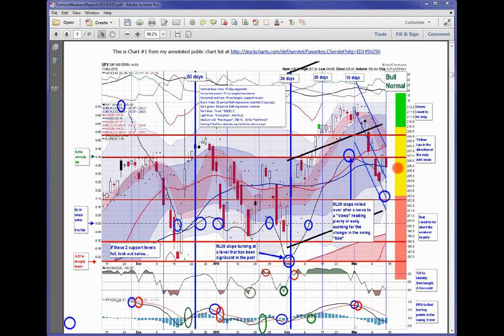Price is in the yellow zone, meaning that I take my directional cue for intraday trading based on what the market is doing. I do not have a directional bias, which is what I would have if it was up in the green or down in the red. I would have a bias in that direction. But since we're in the yellow zone, I let each day's trade unfold intraday.